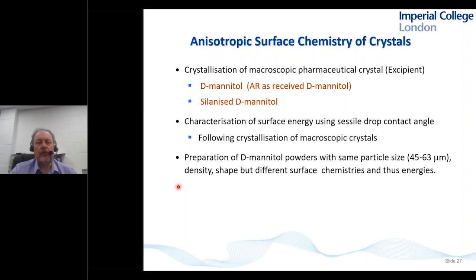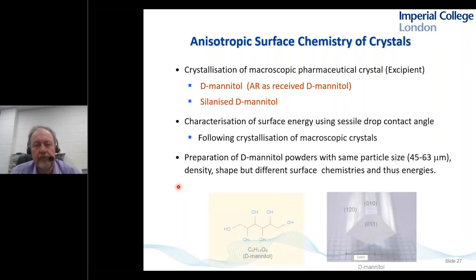Now the initial work, we're going to look at two different substrates. We're going to grow some large crystals and look at the surface properties using contact angles. Then we're going to take some powders of the same material and characterize them using surface energy on IGC. So large crystals with contact angle measurements, the powders using IGC, and compare them and see, hey, are they the same?